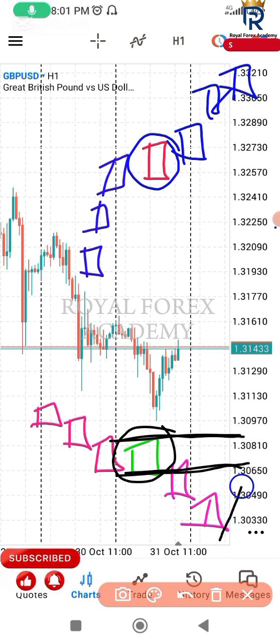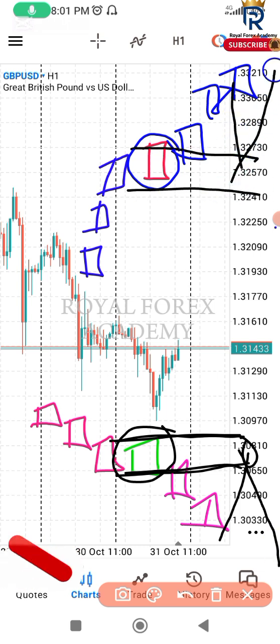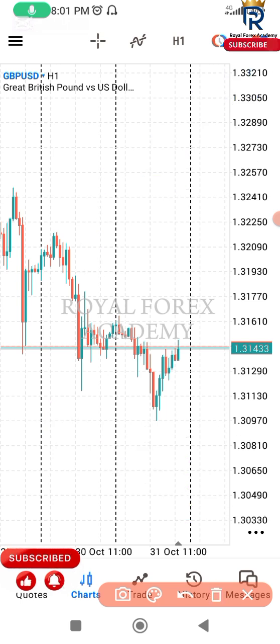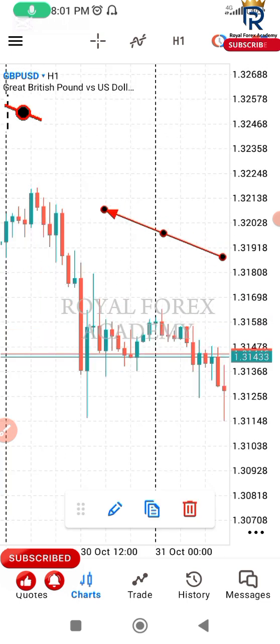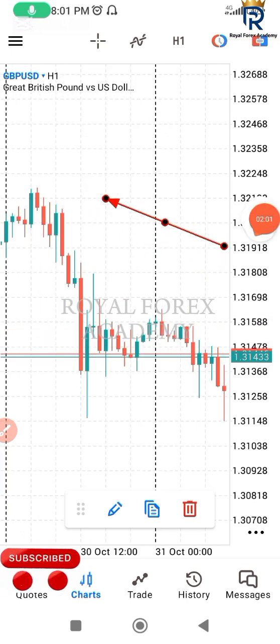you are expecting price to pull back inside for you to find your sell entry. While in an uptrend, you are expecting price to pull back inside for you to find your buy entry. So this is one of the easiest points of interest you can find as far as the market is concerned. Let me take you through and show you exactly how you can identify this.